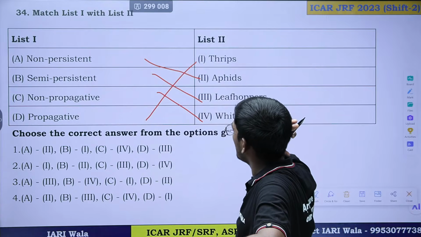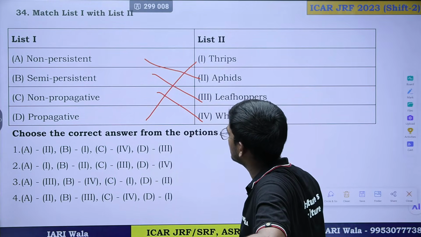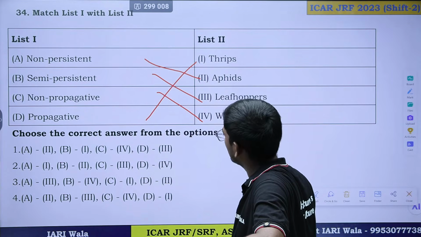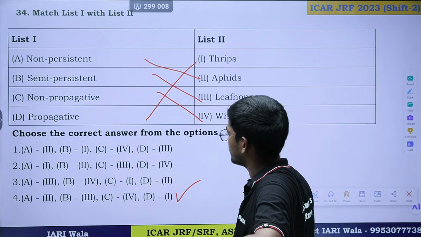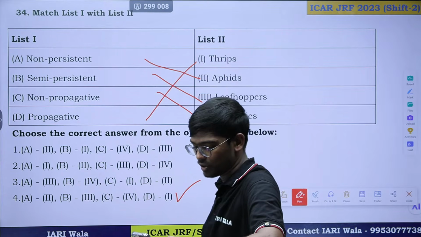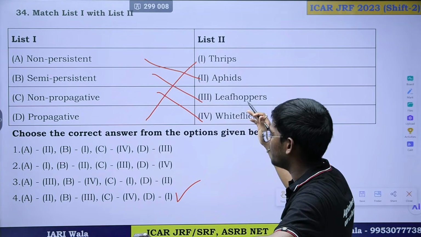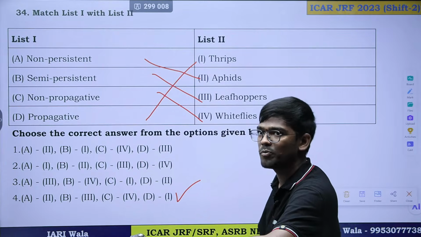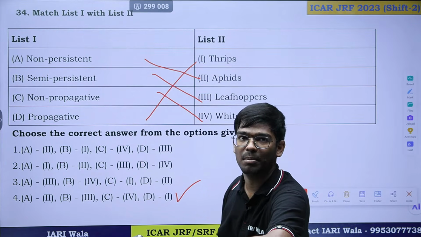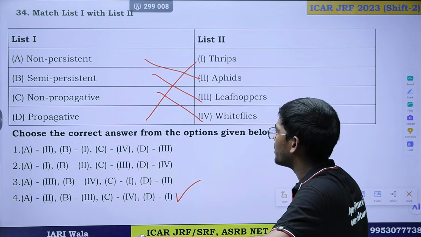So what will be the option? A2, B3, C4, D1. Where? Fourth option. Non-persistent, aphids; then semi-persistent, leafhoppers. Otherwise, if mealybugs are also there, semi-persistent mealybugs will come. And non-propagative will be whiteflies and propagative will be thrips.